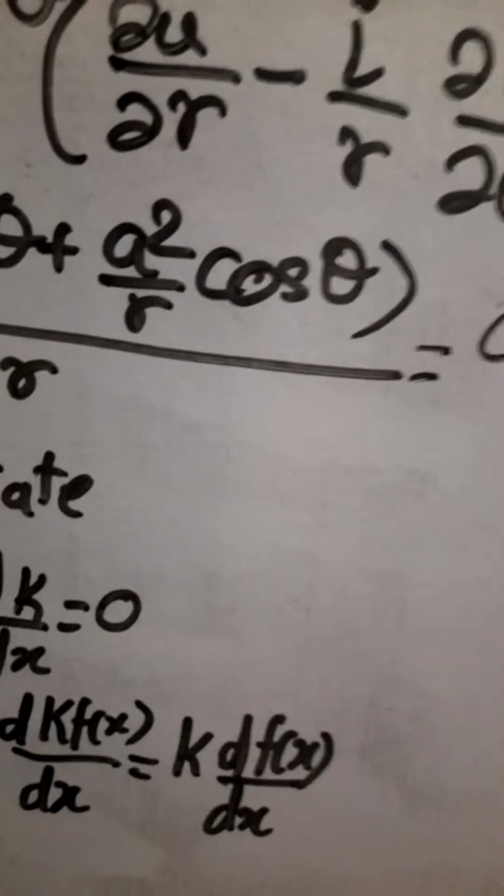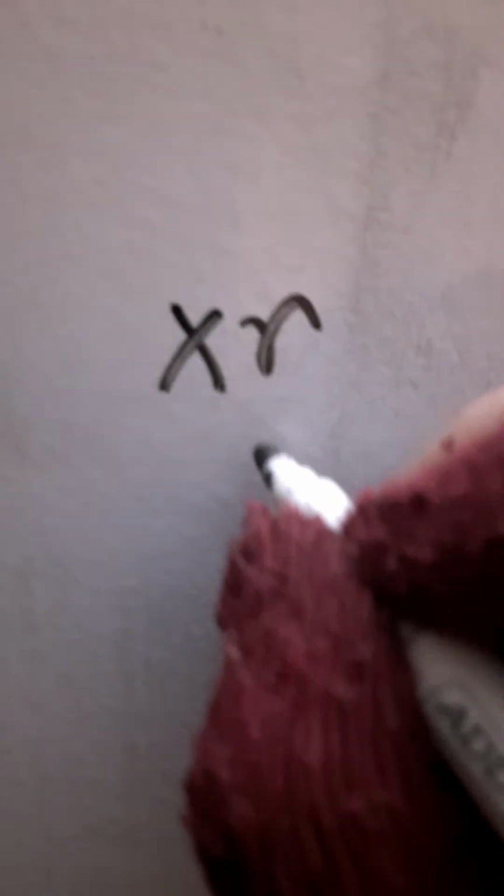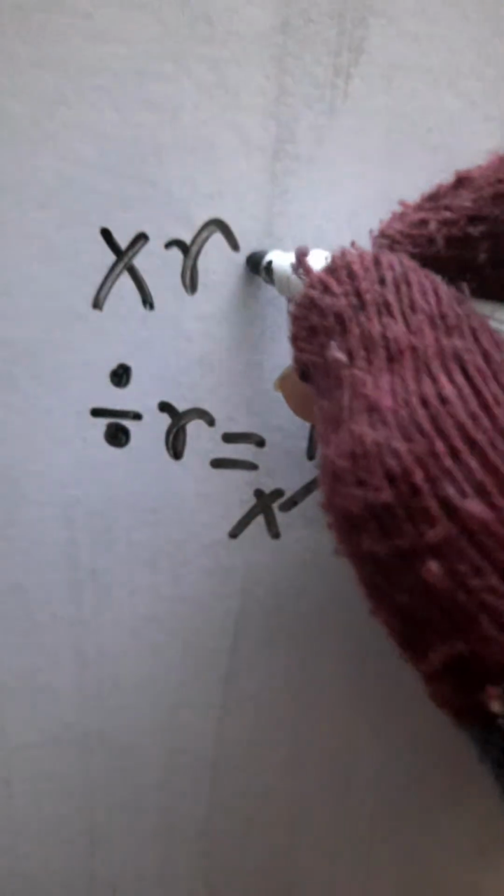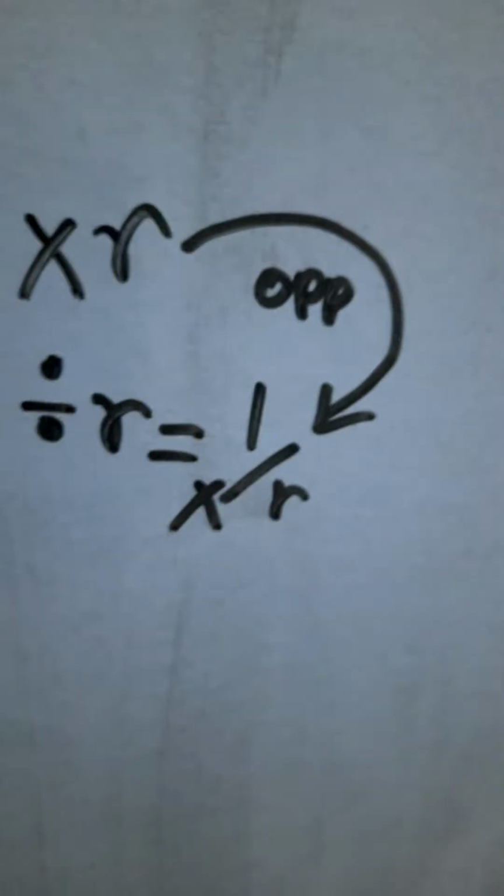here there is 1 by r, actually, right? Let me show you. When r is multiplied, and if r is divided, r divided can also be written as 1 by r multiplied, because r is the opposite of 1 by r in fraction terms. Numerator became denominator and all that, right?